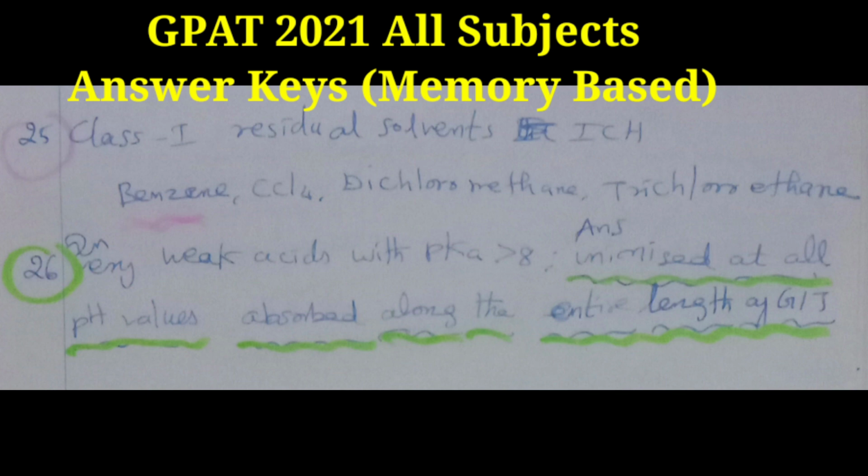The next question, class 1 residual solvents: benzene, carbon tetrachloride, dichloromethane and trichloroethane. The next question is, very weak acids with pKa value greater than 8. The answer is unionized at all pH values, absorbed along the entire length of GIT.